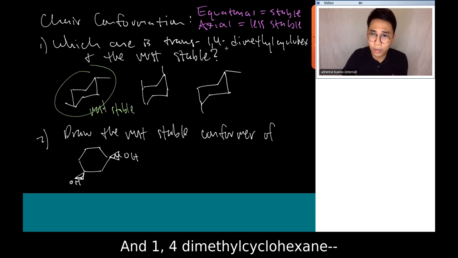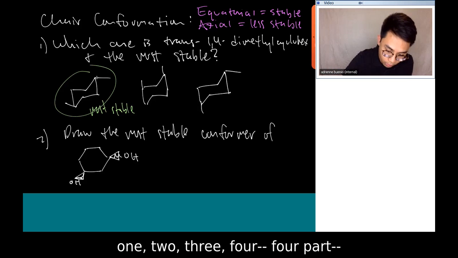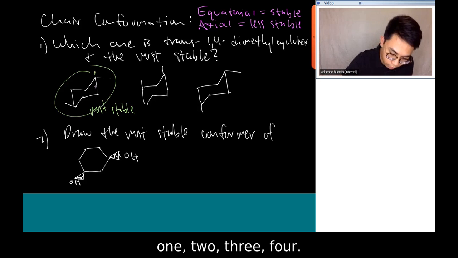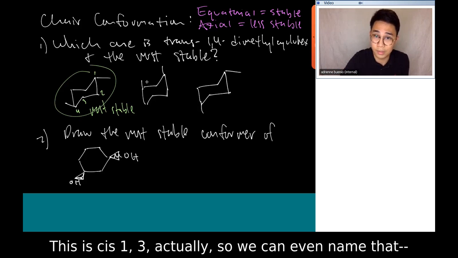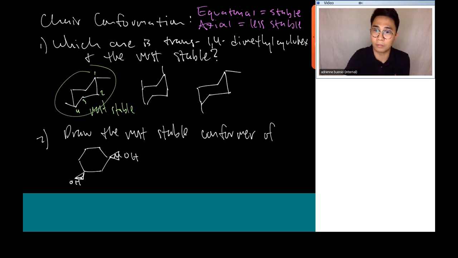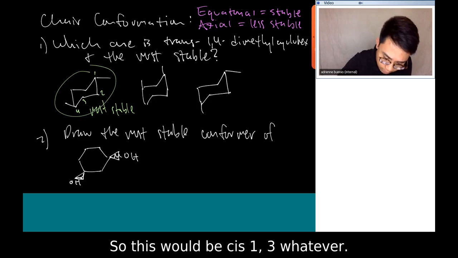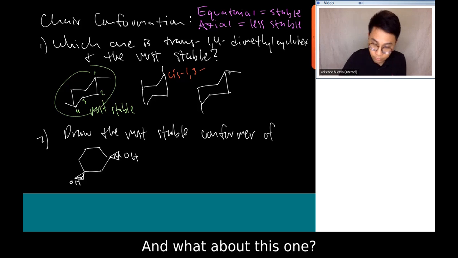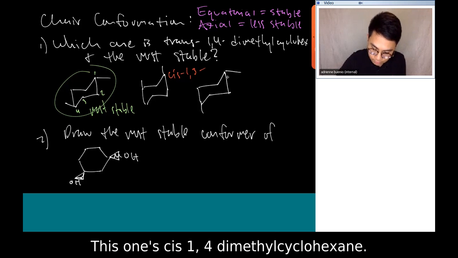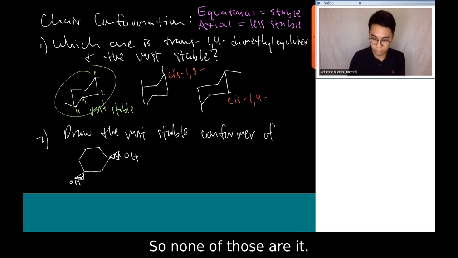And 1,4-dimethylcyclohexane, 1, 2, 3, 4. They're four apart, right? 1, 2, 3, 4. This one is 1, 2, 3. This is 1, 3. This is cis 1, 3 actually. So we can even name that. Let's name it for fun, right? So this would be cis 1, 3, whatever, right? And what about this one? 1, 2, 3, 4. This one's cis 1, 4 dimethylcyclohexane. So none of those are it.